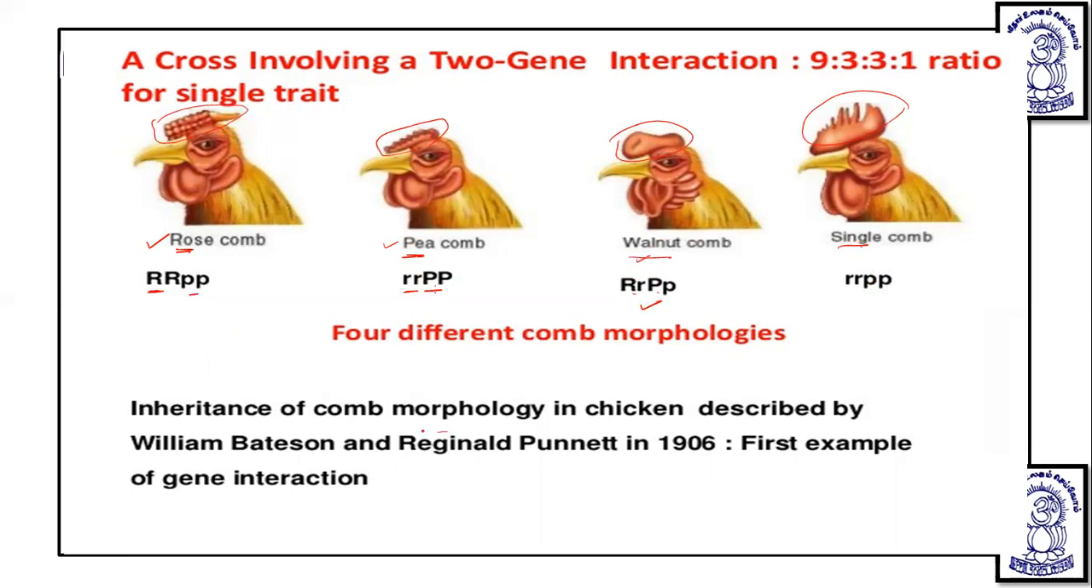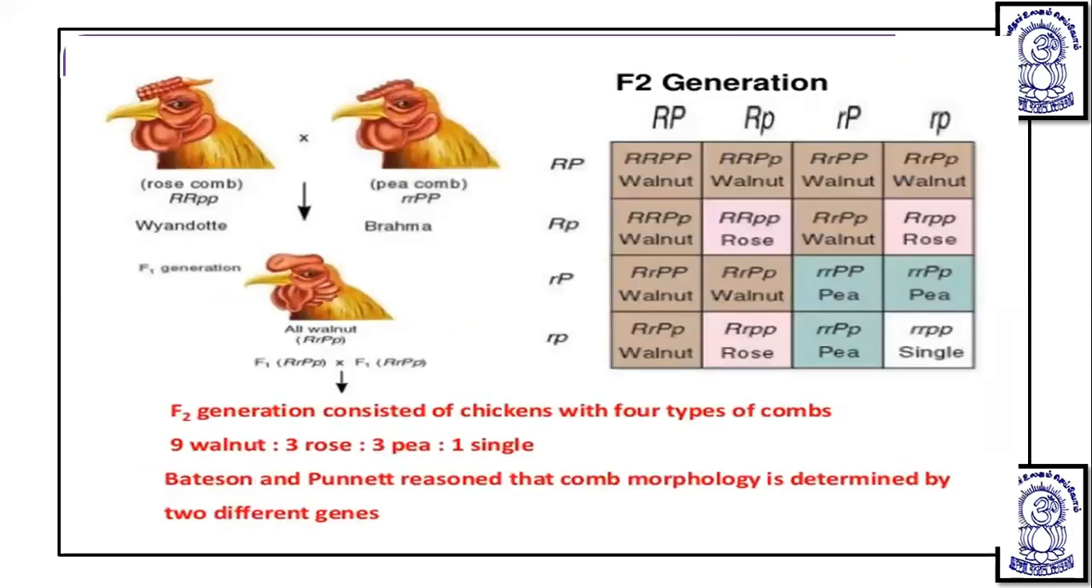Inheritance of comb morphology in chickens was described by William Bateson and Reginald Punnett in 1906. This is the first example of this gene interaction. Now if you make a cross, we take one parent having a rose comb, so the genotype is capital R, small p, and the other with a pea comb, small r, capital P. This is the parental generation. Gametes will be produced and the F1 generation will be capital R, small r, capital P, small p, collaboration will occur and all will be walnut.